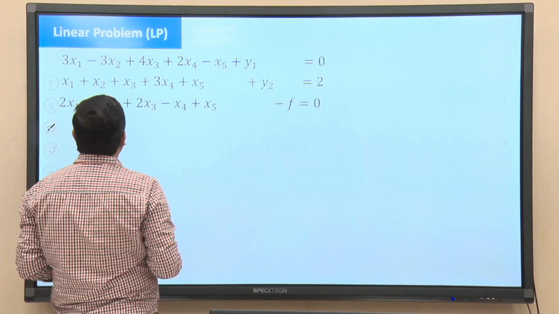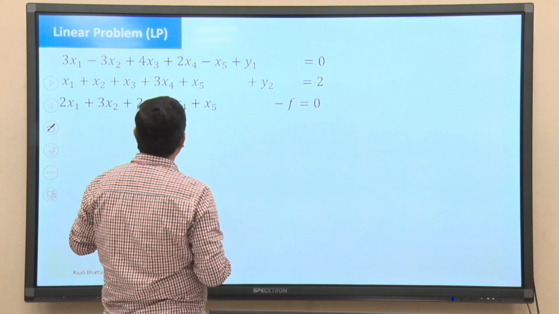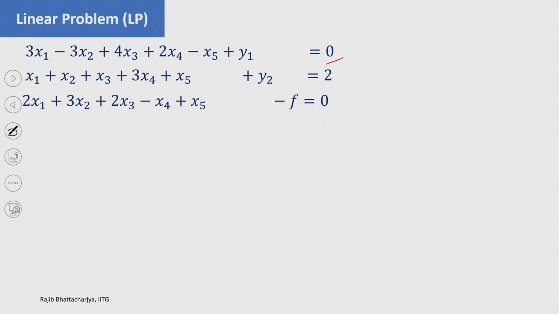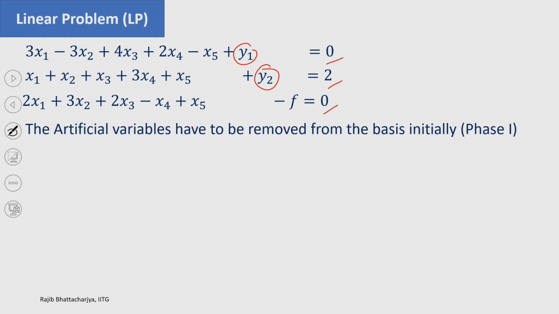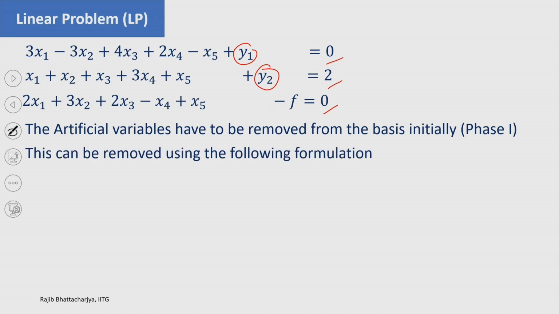Now, if I write these equations, this is my first constraint, this is the second constraint, and I have these two variables y 1 and y 2, which I can consider the initial basic feasible solution. So, x 1, x 2, x 3, x 4 and x 5 are 0, they are non basic variables, and y 1 and y 2 are basic variables. So, the artificial variables have to be removed from the basis initially. This can be done by using the following formulation.